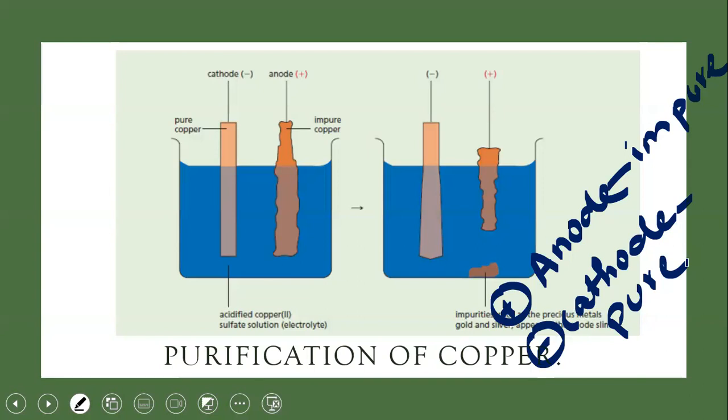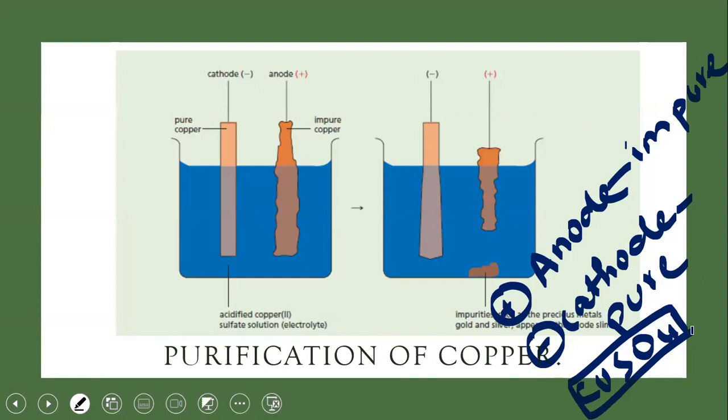And what about the solution? What solution will I put? The solution also has to have copper in it. I need to use a solution with copper in it. So in this case, they used copper sulfate solution. If you were doing purification of zinc, you would use a zinc solution like zinc sulfate. If you were doing purification of silver, you would use a silver solution. So we have to match it. Whatever purification we are doing, the solution has to be the same.